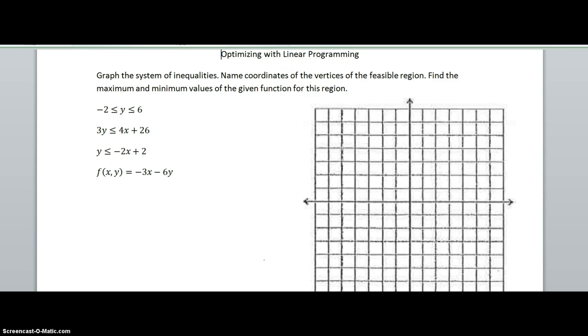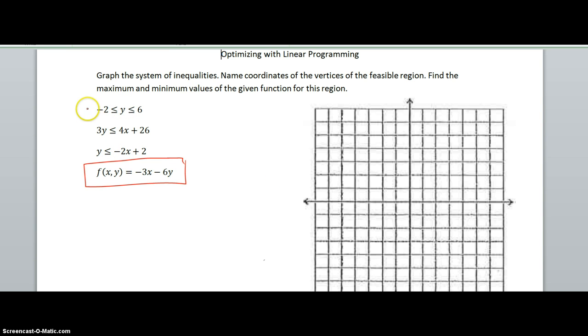Okay, let's take a look at an example of optimizing with linear programming. So we're going to graph the system of inequalities, we're going to name the coordinates of the vertices of the feasible region, and we're going to find the minimum and the maximum. Since we're finding the minimum and the maximum, that means they've given us an optimizing equation, which is this one right here. So we're going to focus on graphing our system of inequalities, which are these three right here.